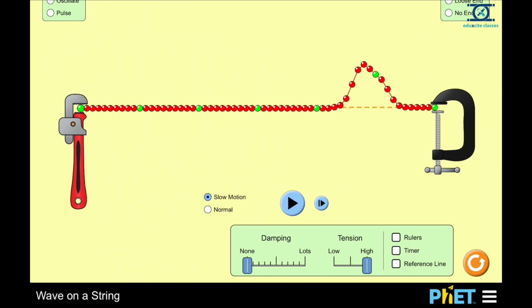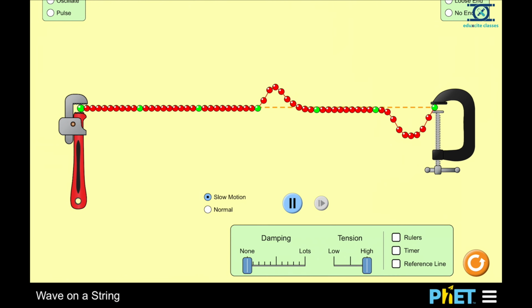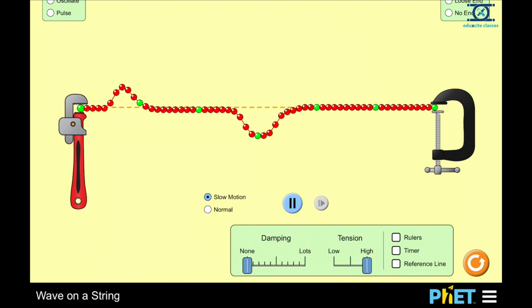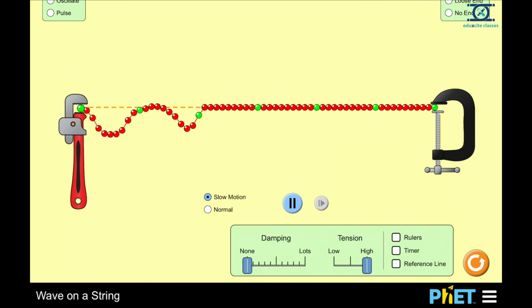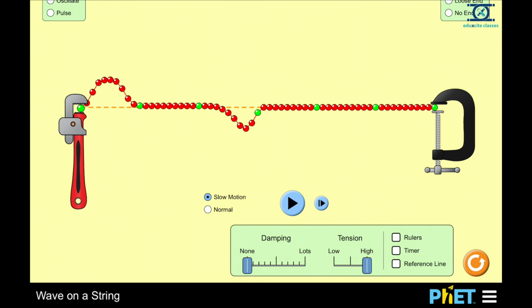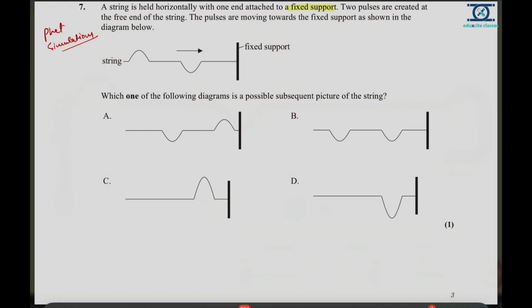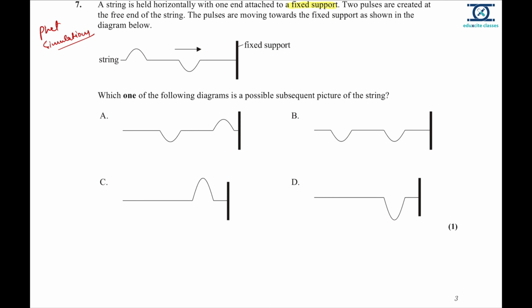That is one of your options. The rest are not possible. You can just replay this simulation and check. So this is the only possible pattern that we can get. So only option C is the right answer. This won't be possible. This is also not possible. This is possible here. You can go back and check again. So this is also not possible.